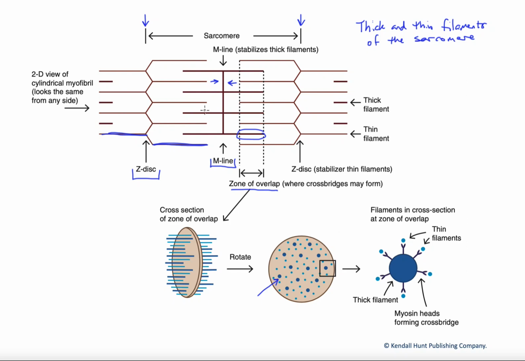And so if I put some of our myosin heads onto our thick filaments up here, when those myosin heads grab the thin filament and pull it towards the M line, we shorten the sarcomere overall and generate our tension.